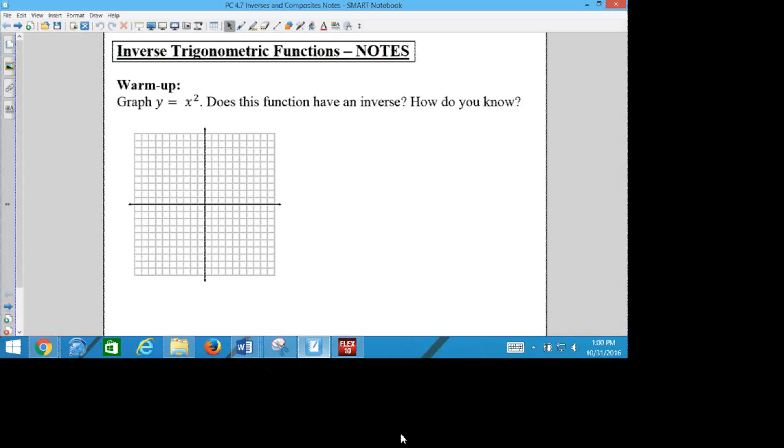So our warm-up says to graph y equals x squared. X squared means you plug in a value for x and then you square it to get y. So if I plug in 0, I get 0. But if I plug in 1, I get 1. If I plug in 2, you get 4. If I plug in 3, 9. And then there are negatives also. If I plug in negative 1, I get positive 1. Negative 2, positive 4. Mirror points.